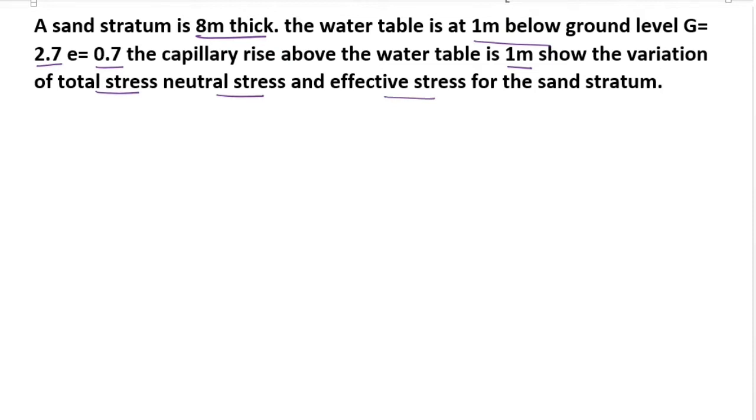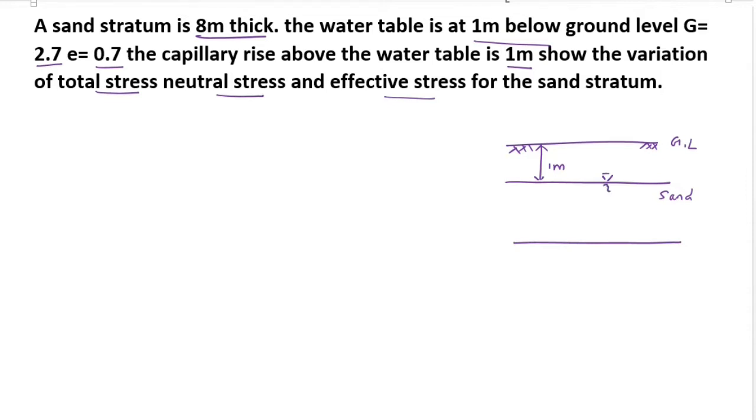So first we have to draw the sand layer. One layer is there, so that is a sand stratum. So from that sand stratum, 1 meter below the ground surface there is the water table. So this is the ground surface, it's the ground level. Then 1 meter below there is a water table over there. This is 1 meter. So this is the water table.